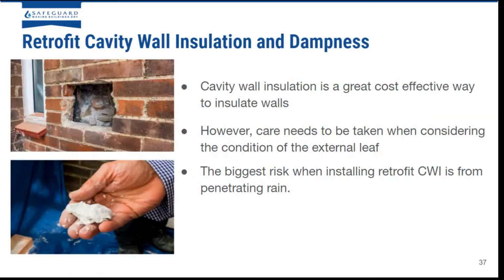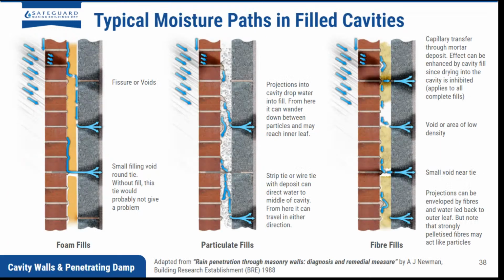Okay, so cavity wall insulation and dampness. So cavity wall insulation is a really great cost-effective way to insulate walls. However, care needs to be taken when considering the condition of the external leaf. So the biggest risk when installing cavity wall insulation is from penetrating rain.